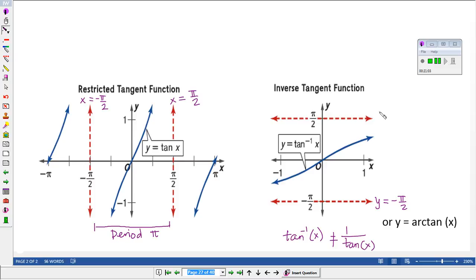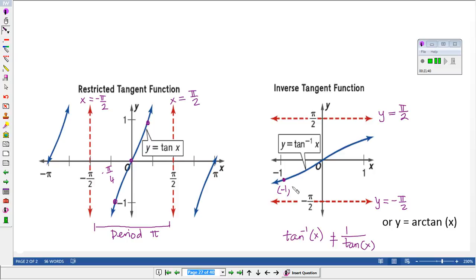So the second vertical asymptote is x equals positive pi over 2. When we graph the inverse tangent, that becomes the horizontal asymptote y equals positive pi over 2. Then you pick three points inside the graph: 1, 2, 3. So the point right here will be negative pi over 4, comma negative 1.